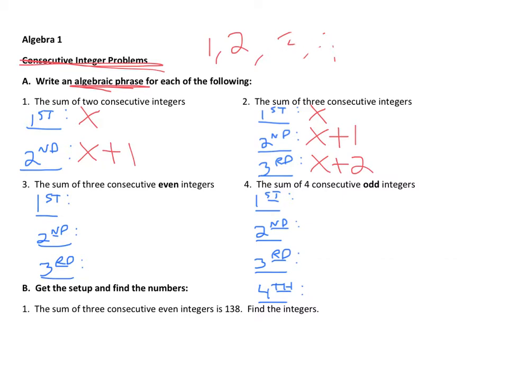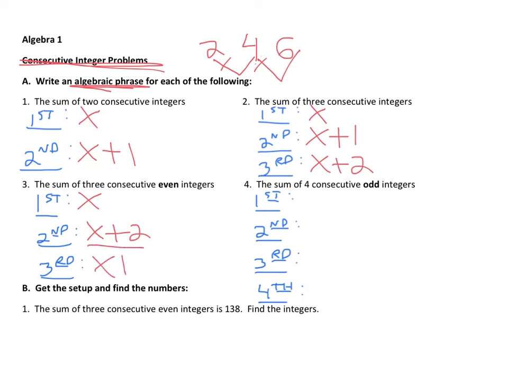I'm going to erase these. If I looked at an example of consecutive even integers, and it says 3 consecutive even, here's an example: 2, 4, 6. Now, when I go from 2 to 4 to 6, I go up by 2. So same thing again, the first integer is still going to be x. But if I go from here to here, I add 2 to it, so the second integer is x plus 2. And then I'm going to add another 2 from here to here. So if I add 2 to this x plus 2, I'm going to get x plus 4. So there's your difference. With even integers, you go up by 2.